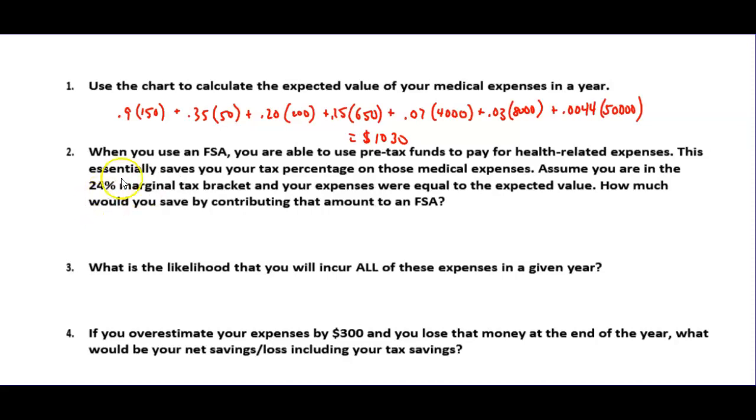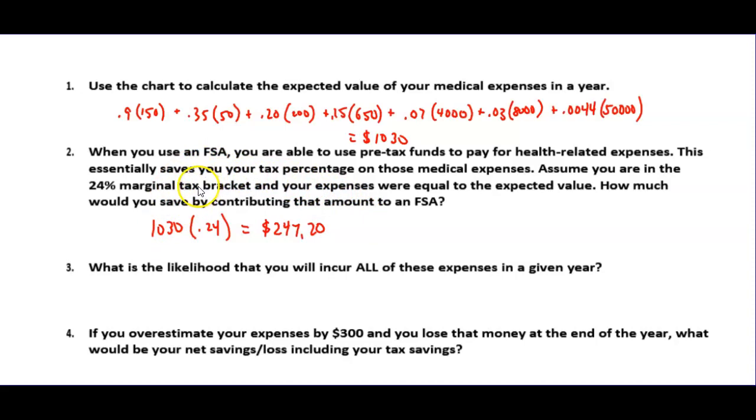So you are in the 24% tax bracket in this hypothetical. Your expenses were equal to the expected value. How much would you save? Well, if you hadn't taken that 1030 out and put it in your health account, it would have been taxed at 24%. So if you multiply 1030 times 0.24, you get how much tax you would have paid if you had just left it in your paycheck. And that is $247.20.